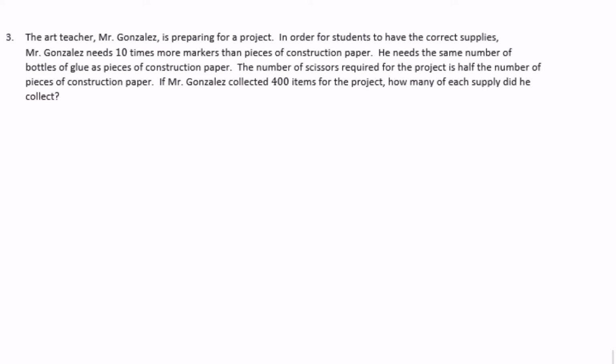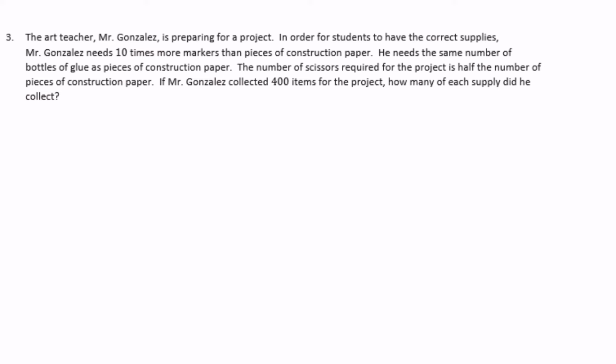Number 3, the art teacher, Mr. Gonzalez, is preparing for a project. In order for students to have the correct supplies, Mr. Gonzalez needs 10 times more markers than pieces of construction paper. He needs the same amount of bottles of glue as construction paper. The number of scissors required for the project is half the number of pieces of construction paper. If Mr. Gonzalez collected 400 items for the project, how many of each supply did he collect?